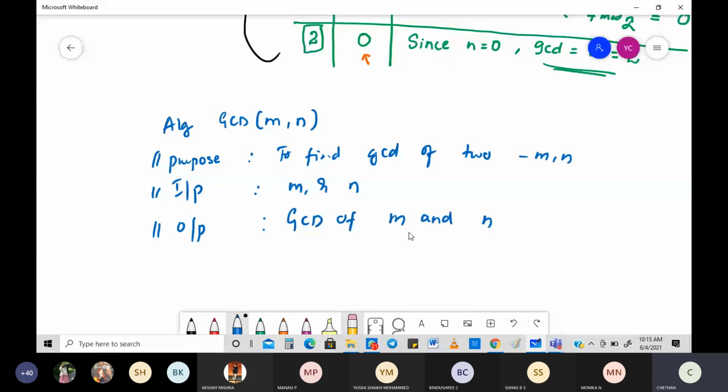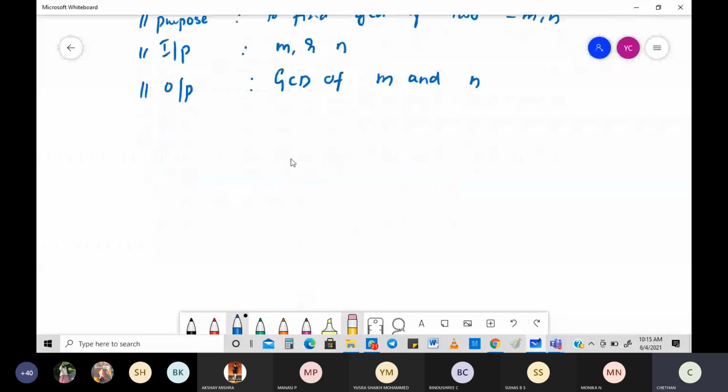Okay, you are going to get a GCD of M and N. That's very important. So this is all done. What's the next step? The next step is you are going to write what is known as an algorithm for it. How are you going to write an algorithm? Very simple. There are only two conditions. So what are the two conditions?